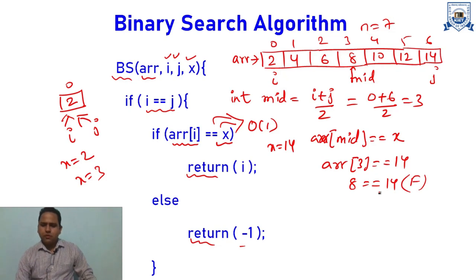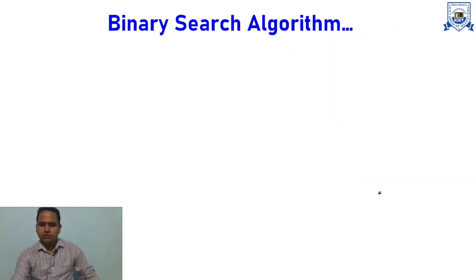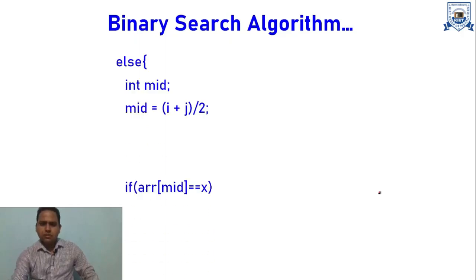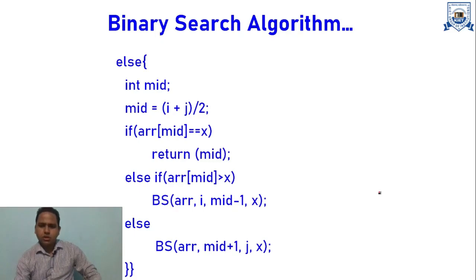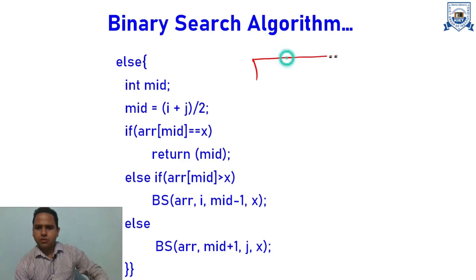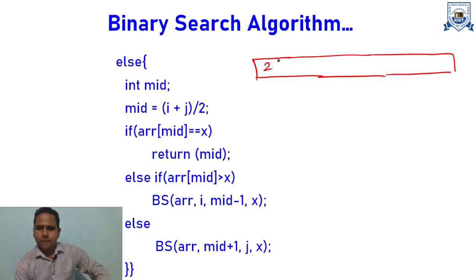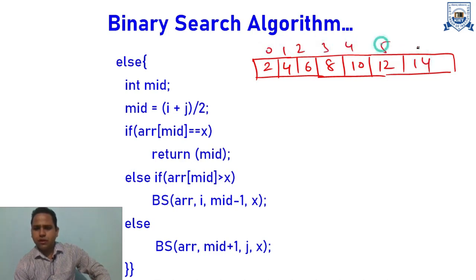Now let's move to the next. Let's take the else part first. Here I have written the recursion, so that will be easier for you to understand. So again let's draw the array here. This is our array. We have 2, 4, 6, 8, 10, 12 and 14, with indexes 0, 1, 2, 3, 4, 5, 6.